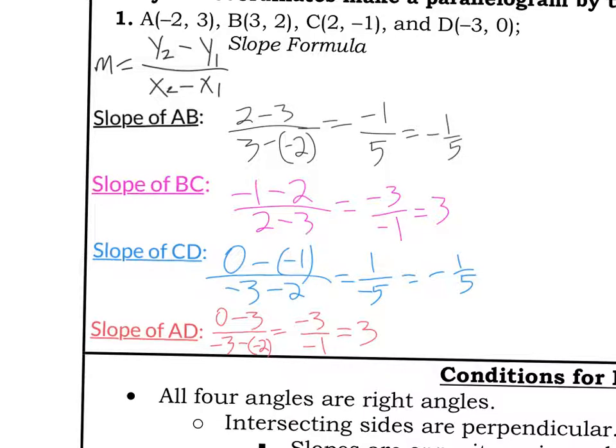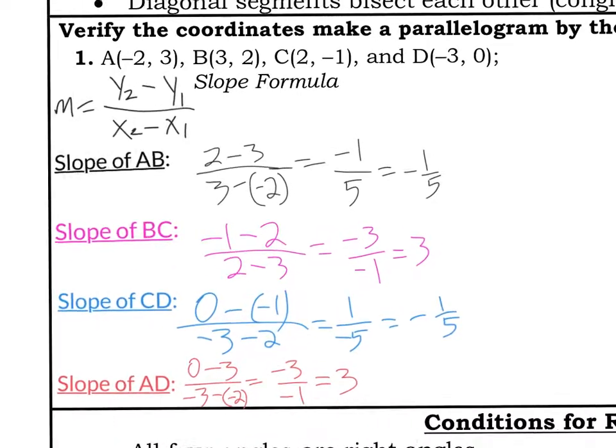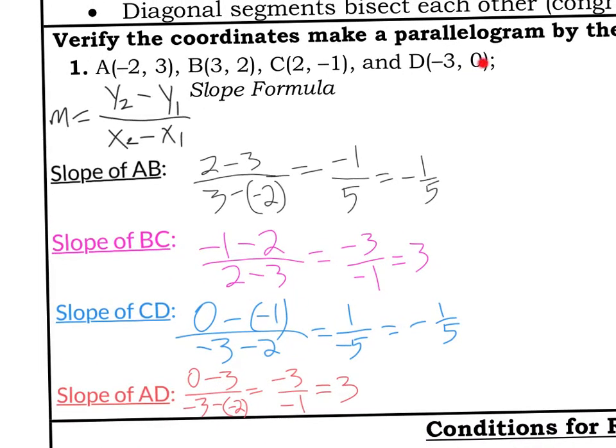So for AD, I had to zoom out a little bit, but y2 would be 0 minus y1 of 3, and x2 of negative 3 over x1 minus x1 of negative 2. And so that gets me negative 3 over negative 1, which the two negatives cancel, giving me positive 3 over 1, which is also positive 3. So I have matching slopes, two pairs of matching slopes, so that's good. So this is enough data to say, yes, this is a parallelogram.